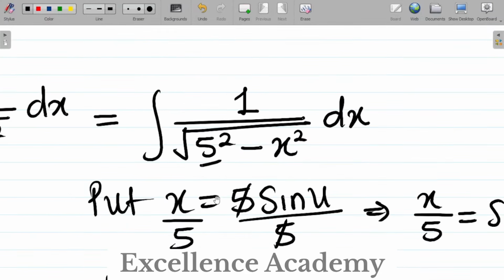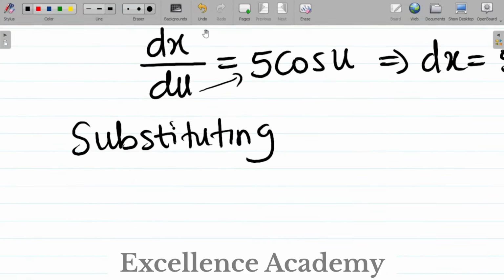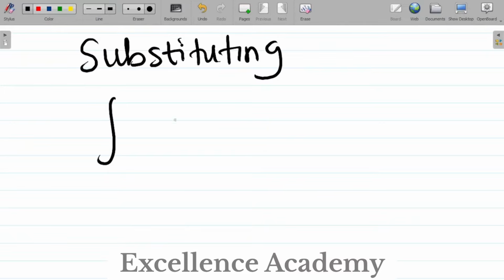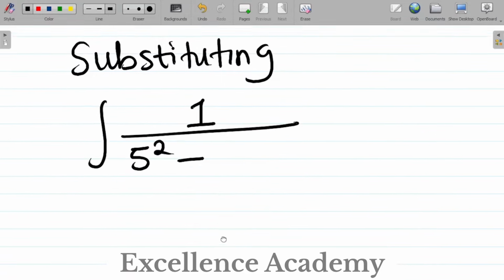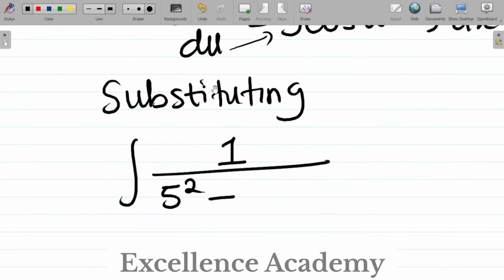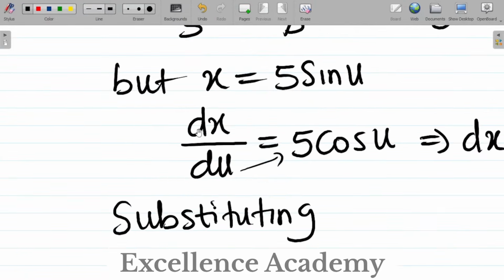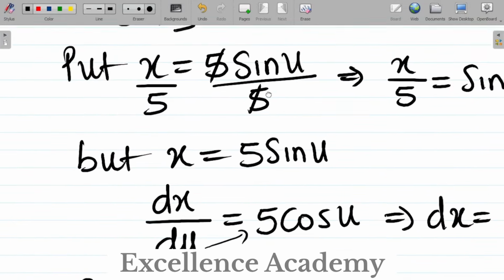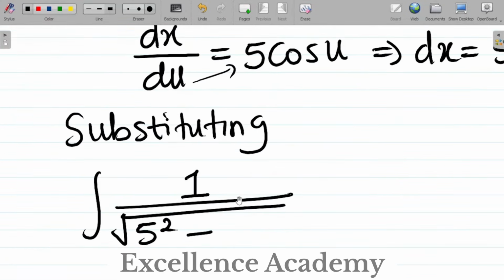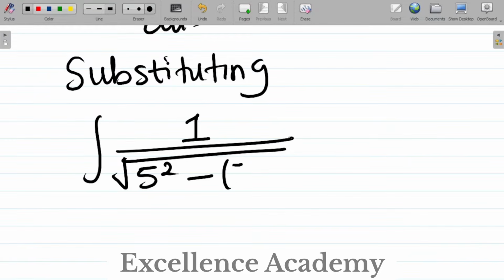If I substitute here, this is equal to the integral of 1 all over the square root of 5 squared minus x squared. What's the value of x? x is 5 sine u, as you can see here. So in place of x, I'll put 5 sine u.